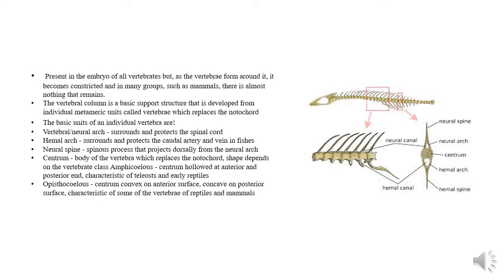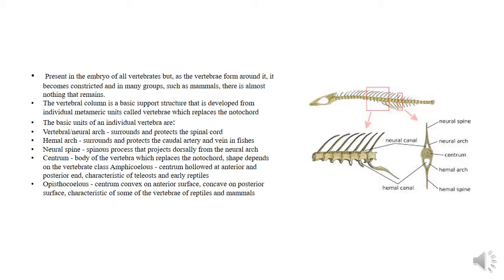The vertebral column is a basic support structure that develops from individual metameric units called vertebrae, which replace the notochord. The basic unit of an individual vertebra is the vertebral neural arch. The vertebral or neural arch surrounds and protects the spinal cord. The haemal arch surrounds and protects the caudal artery and vein. In fishes, the neural spinous process projects dorsally from the neural arch. Centrum is the body of the vertebra, which replaces the notochord.